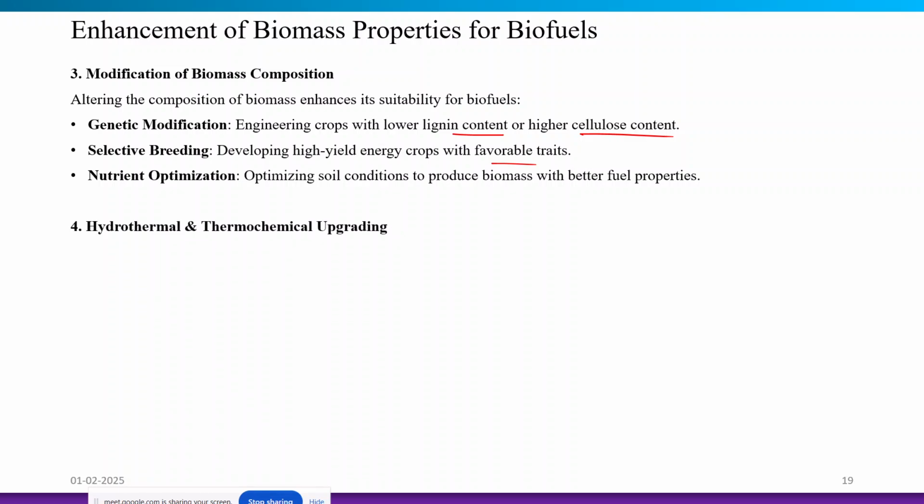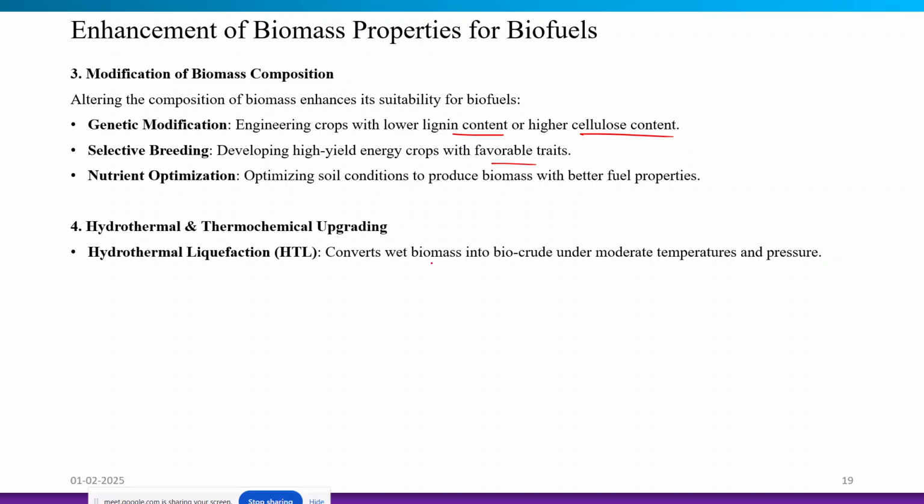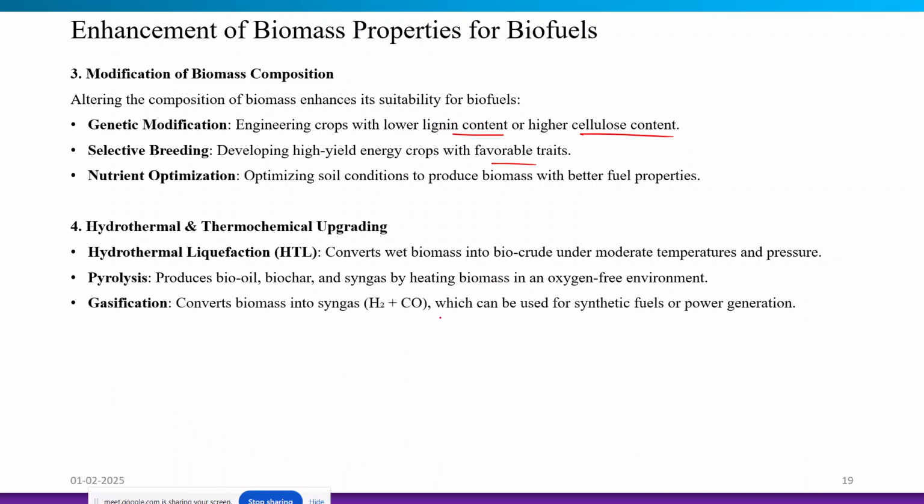Next part, if you go with the hydrothermal and thermochemical upgrading processes, the hydrothermal liquefaction process will convert the wet biomass into biocrude under moderate temperature and pressure conditions. Pyrolysis will produce bio-oil, biochar and syngas by heating the biomass in an oxygen free environment. And gasification will convert the biomass into syngas, that is hydrogen and carbon monoxide, which can be used further as a synthetic fuel or for power generation. So by means of thermochemical upgrading, we can also use that biomass directly to make biofuels.